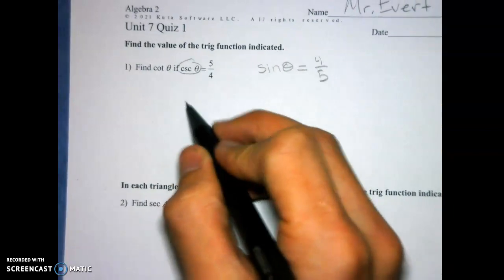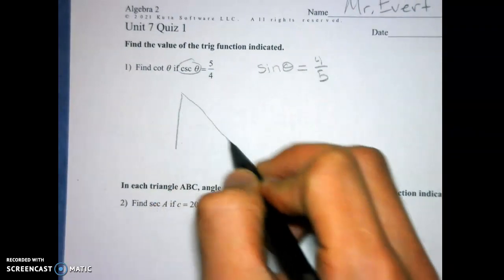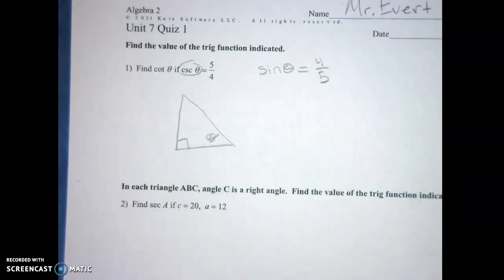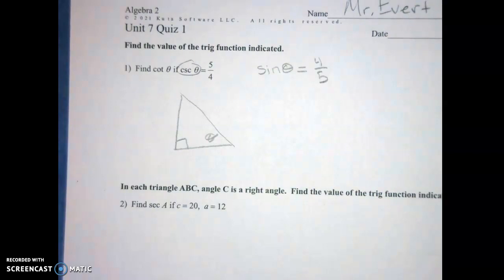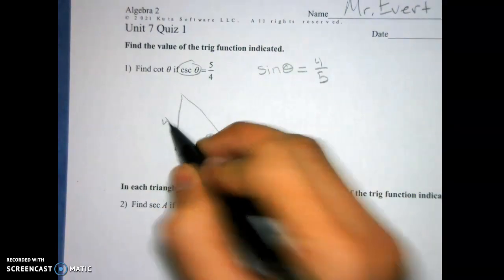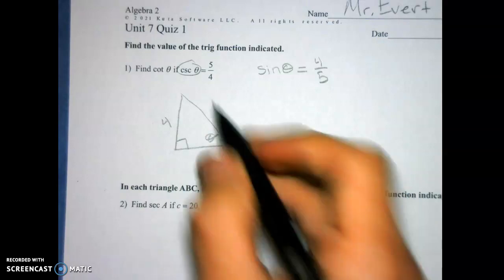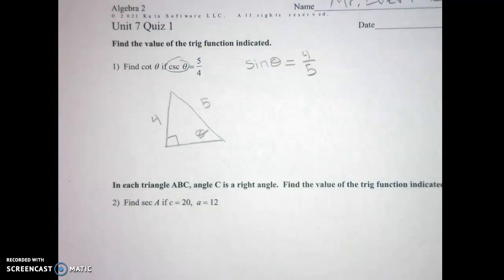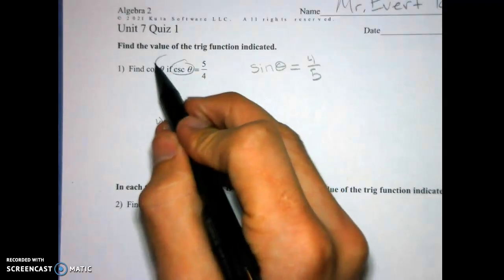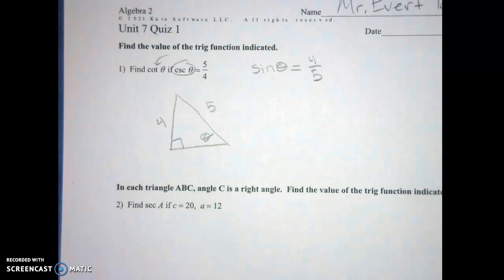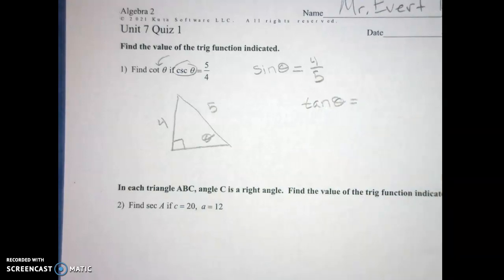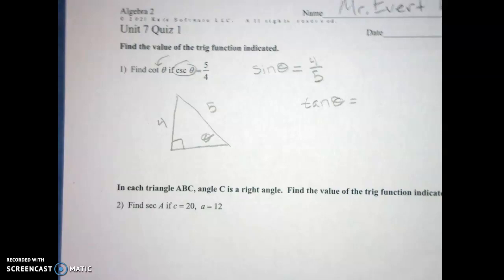Now I'm going to draw my triangle. I have this triangle here. Okay, and we'll say this is theta right here. Well, sine is opposite over hypotenuse. So opposite would go here. Hypotenuse would go here. Okay. So now that we have our labeled triangle, now I can go ahead and start looking for this cotangent of theta. Okay. Well, cotangent is just the reciprocal of tangent. So we're going to find tangent first, and then just flip it, and then we'll be done.